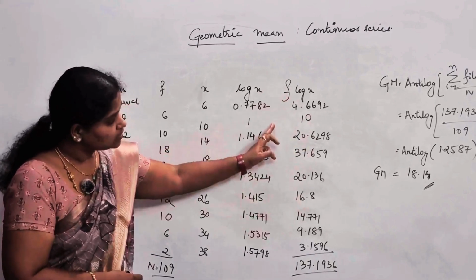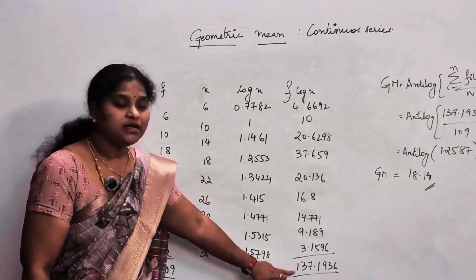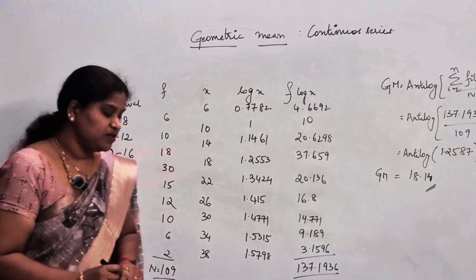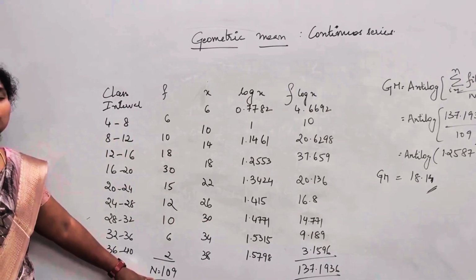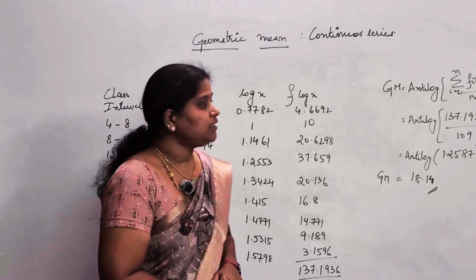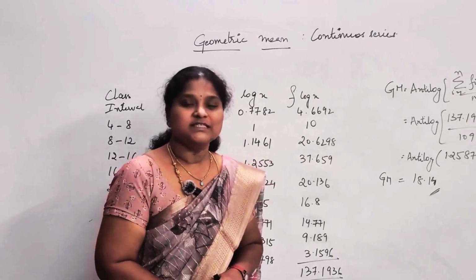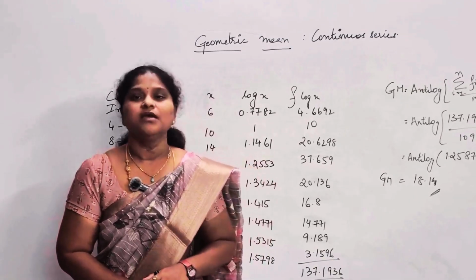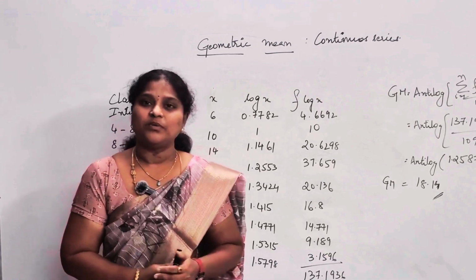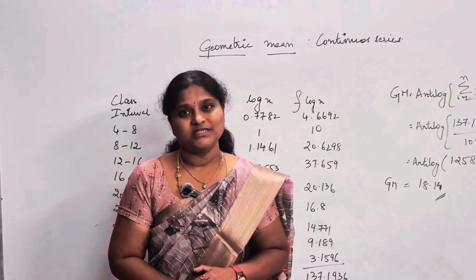Now we need to add this complete column to give sigma f log x to give the value 137.1936. Also, capital N value is sigma fi, which gives the value capital N is equal to 109. Substituting the values, we get geometric mean is equal to anti-log of 1.2587 to give 18.14. Since we have seen the calculation of geometric mean in individual, discrete and continuous series, now we'll see how and why harmonic mean is used in terms of individual, discrete and continuous series.